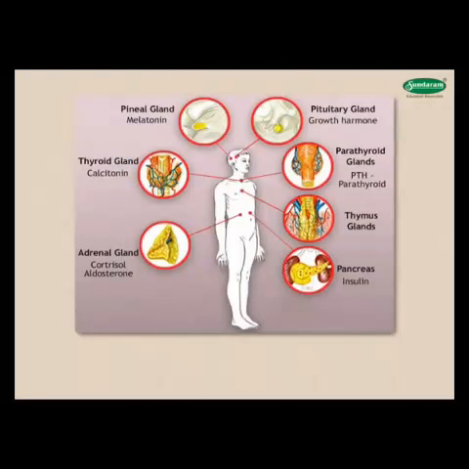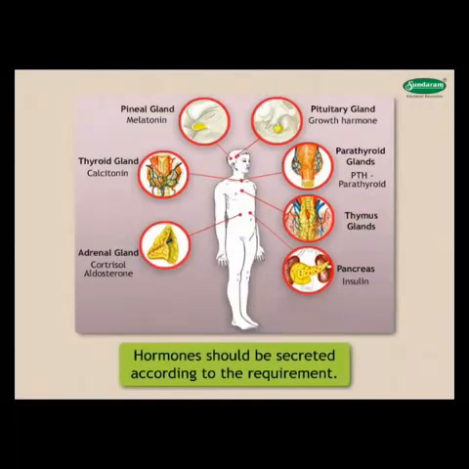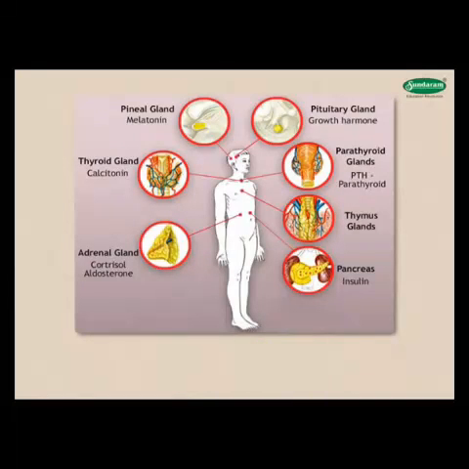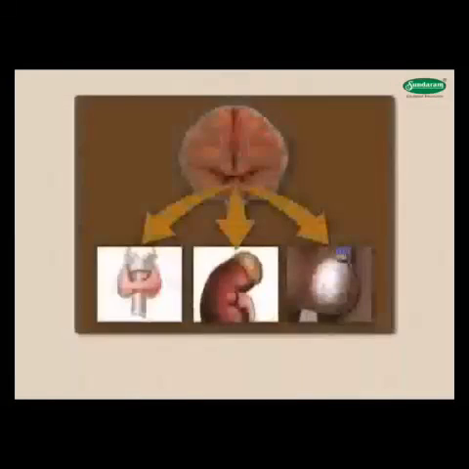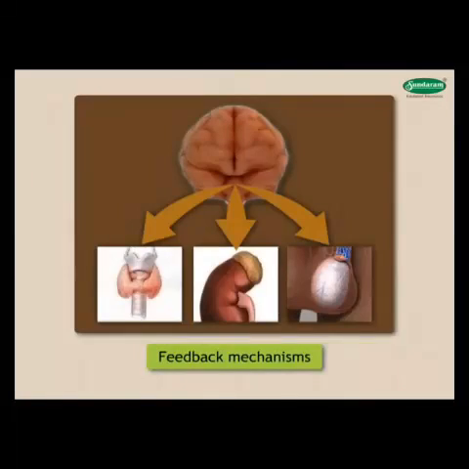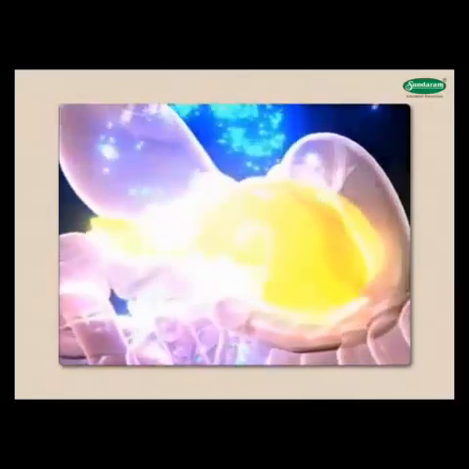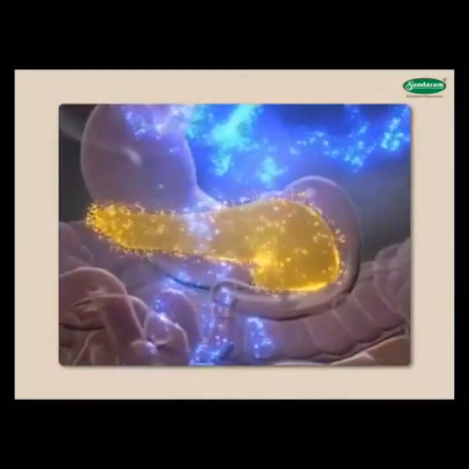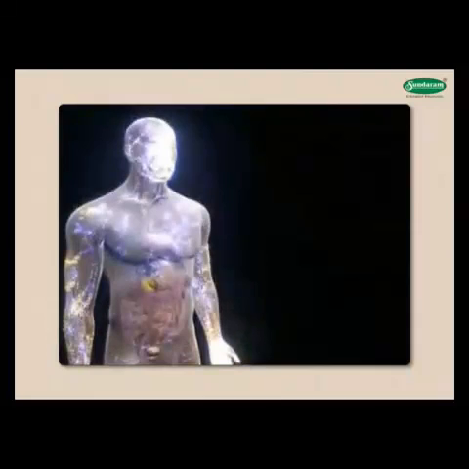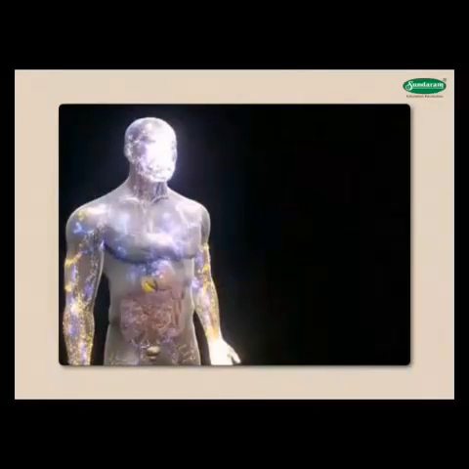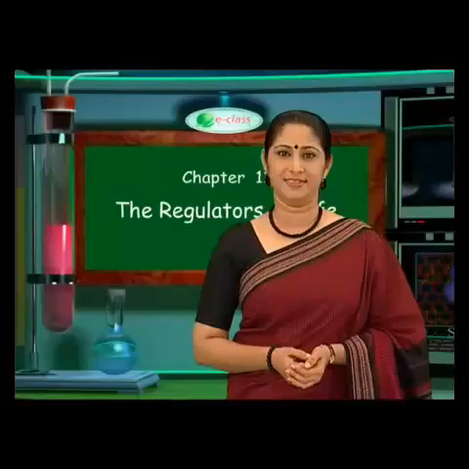It is very important that hormones should be secreted according to the requirement. We need a mechanism for this. The required quantity of hormone released and the time of release are regulated by feedback mechanisms. Example, when the sugar level of blood rises, it is detected by the cells of the pancreas which respond to the situation by producing more insulin. As the sugar level of the blood falls, the secretion of insulin is reduced.